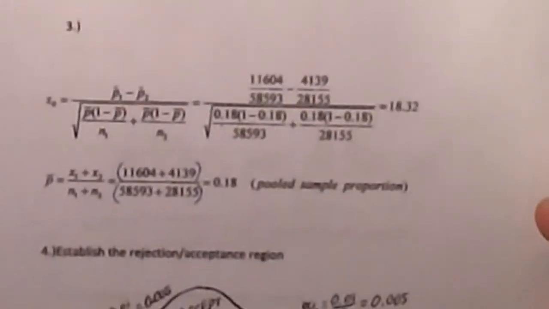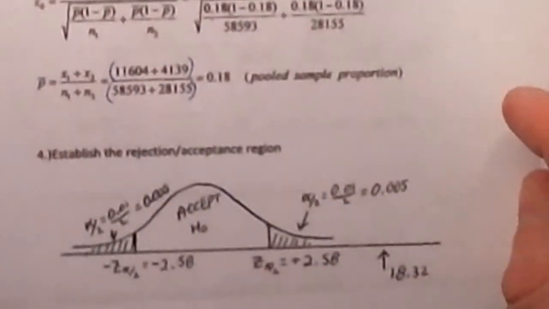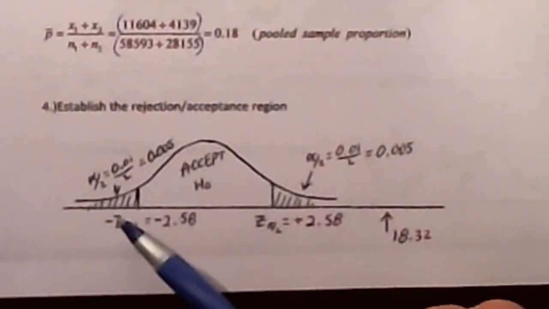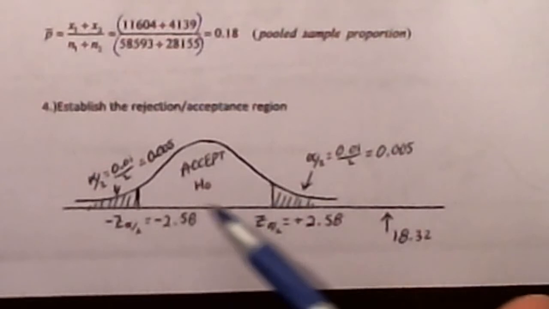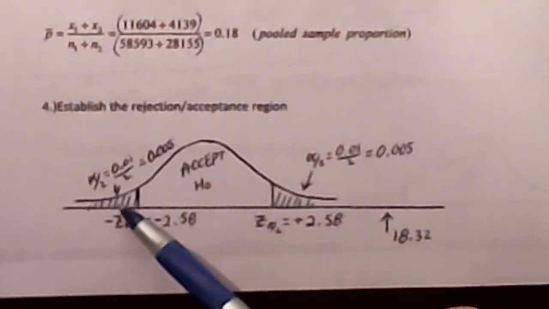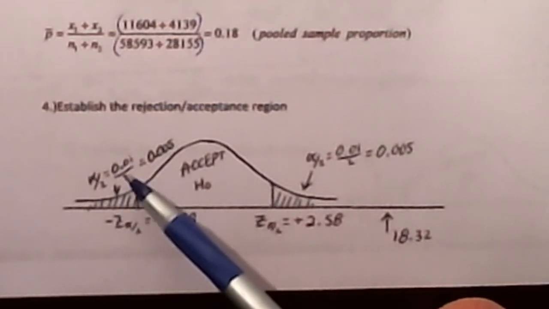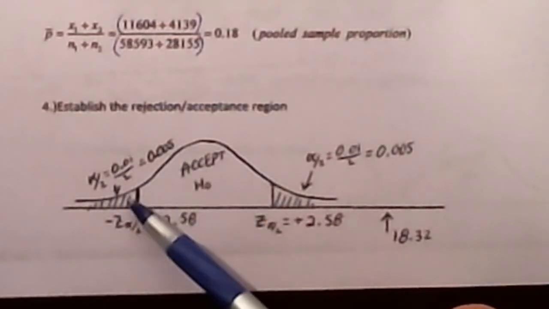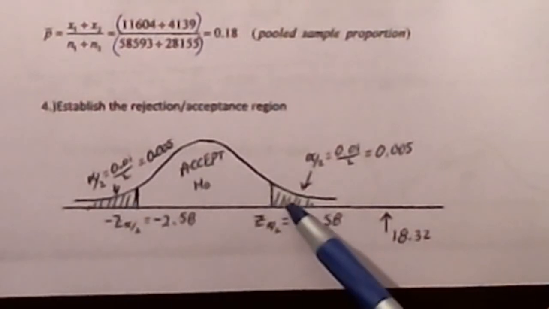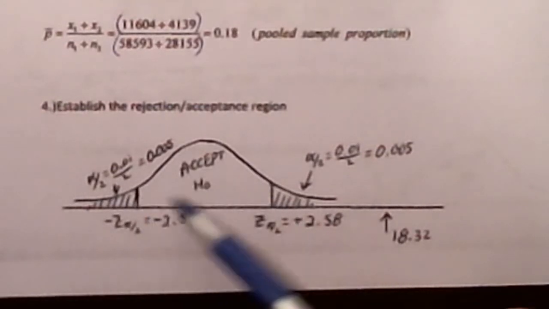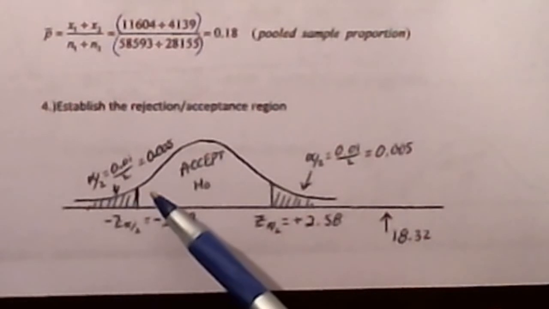Now, step number 4 is establishing the rejection and the acceptance region, and this is a two-tailed test. And so therefore, we're going to have two rejection regions, one in the lower and upper tail of the standard normal probability distribution. The size of these rejection regions is going to be our level of significance, which is 1% divided by 2. So 0.005 will be the size of the lower tail, and 0.005 will be the size of the upper tail rejection regions. Notice the middle of the curve is designated as the acceptance region of the null hypothesis, or the do not reject region of the null hypothesis.